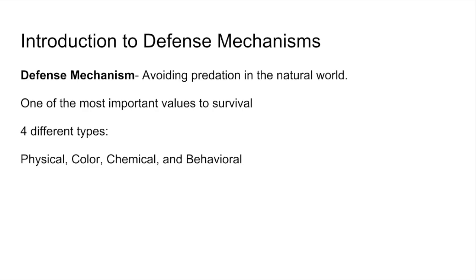In order to survive, the prey must constantly avoid being eaten, and one of the factors that aids them in survival is defense mechanisms that they inherit from their ancestors. There are 4 types of defense mechanisms. 1. Physical defenses. 2. Chemical defenses. 3. Color defenses. And 4. Behavioral defenses. Those are the 4 types of defense mechanisms.